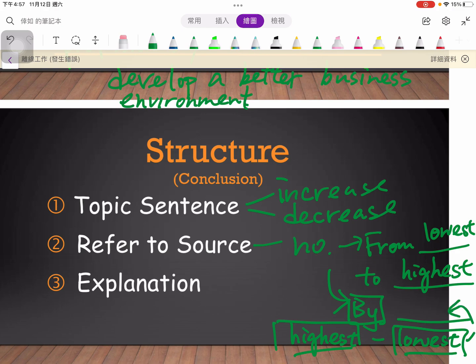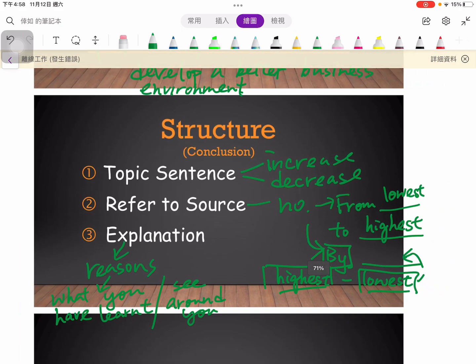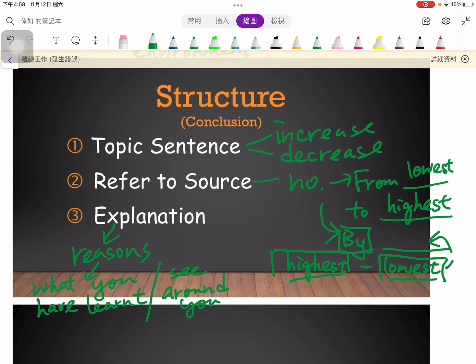After you write the numbers in details, you also need to write the reason of the trend. You can find the reason based on what you have learned in the social study lesson, or from the news, or the things you can see around you. So those are the ways to talk about the trend of the graph.